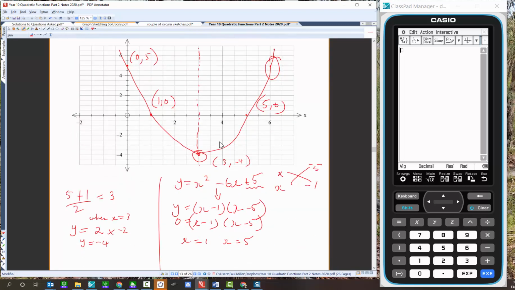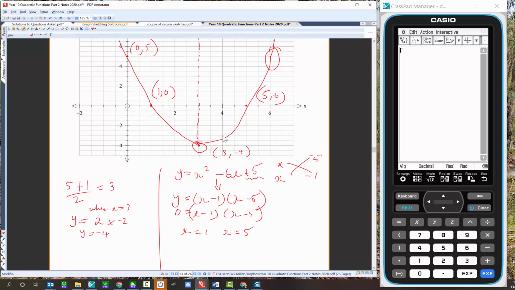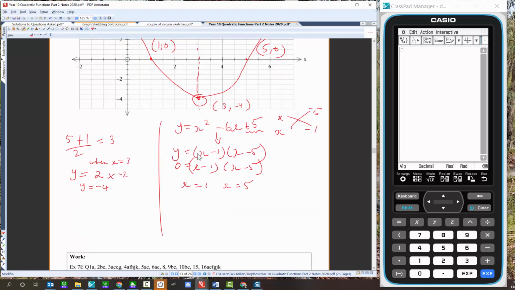There's just so many different ways to work with quadratics, and it's your job to experiment a little bit. What's faster, what's slower, what's easier, what numbers work for you, etc., and then make your decisions based on that.